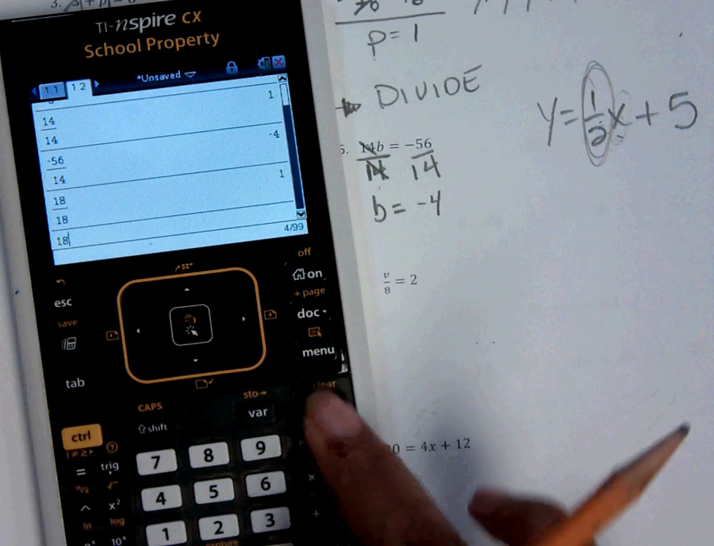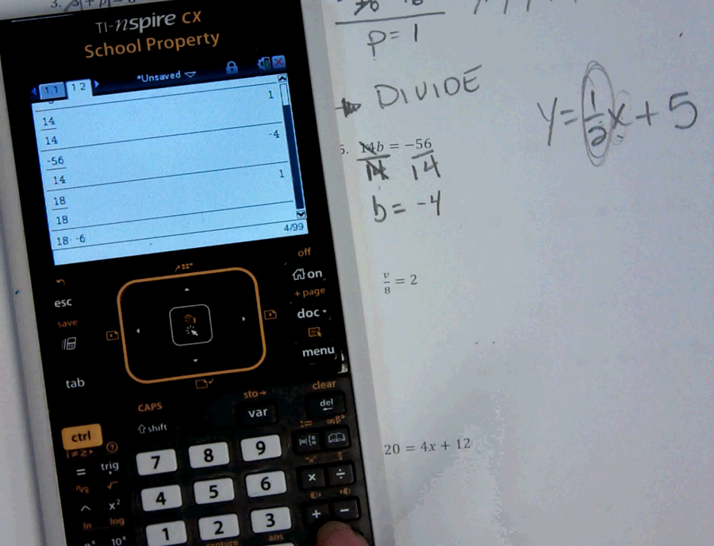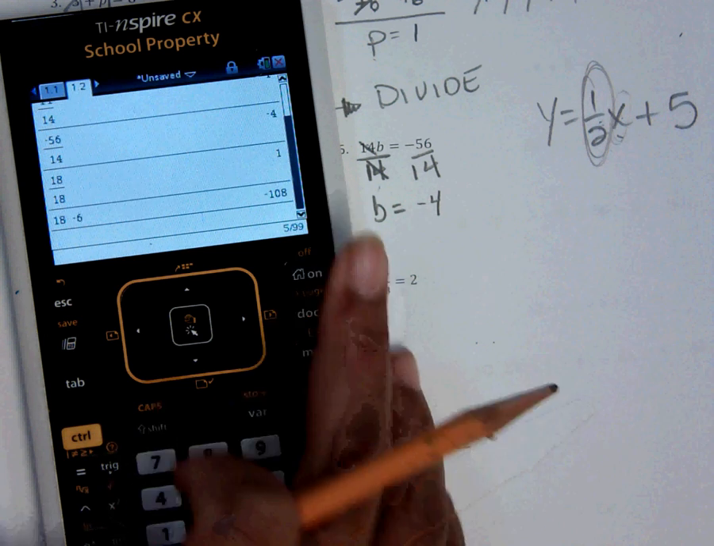18 times negative 6. Negative times a positive is a negative. So negative 108.